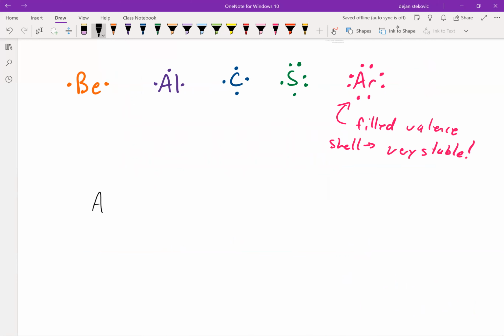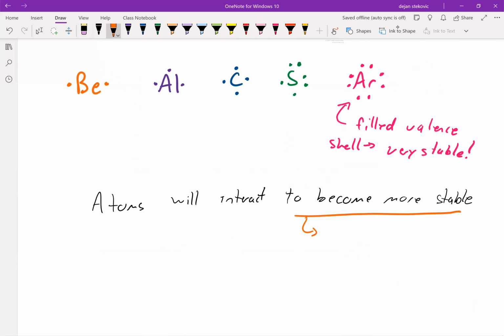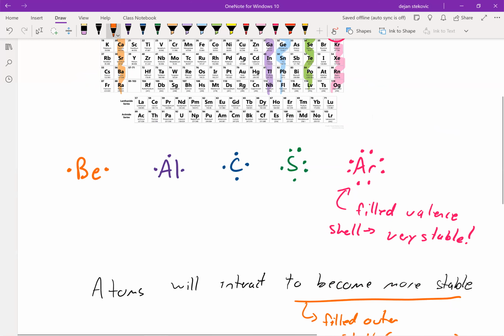So as we were saying, the atoms will interact to become more stable. And again, when we're talking about becoming more stable, the way that they become more stable is to have a filled outer shell. Which we call the octet rule, because most atoms want 8 electrons to fill their outer shell. Of course, there are exceptions as always. So, right, they can do this in different ways.